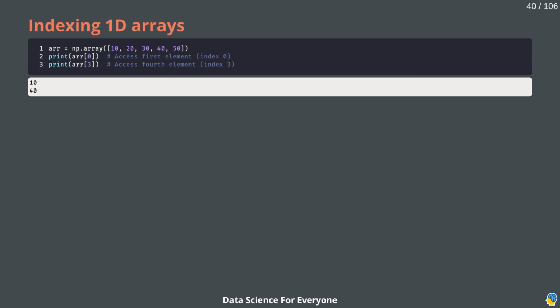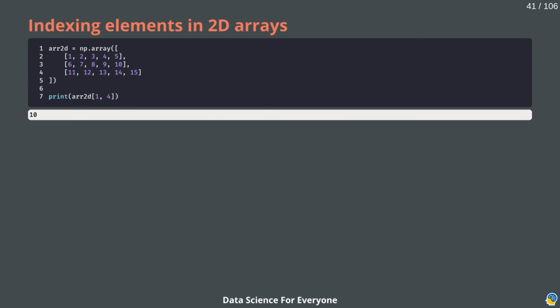Indexing lets us access specific items in an array based on their position. In NumPy, counting starts at 0. Just like Python lists, we can use square brackets to index values. To get a single value from a 2D array, we need two indices, one for the row and one for the column. For instance, to access the value in the second row and fifth column, we can use index 1 for the row and 4 for the column.